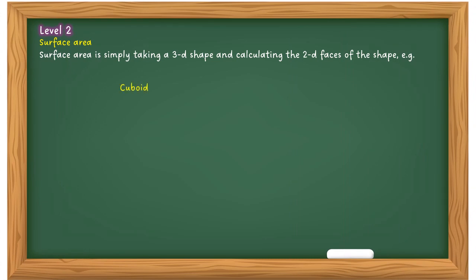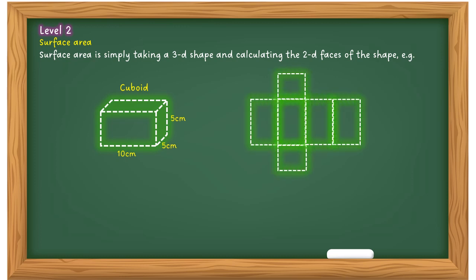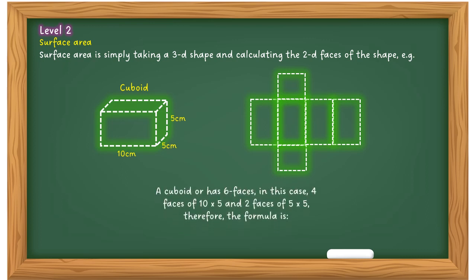So let's look at the surface area of a cuboid. Just like the cube, imagine it's in a flat pack situation, and using the given dimensions you can work out that the cuboid has 6 faces, in this case 4 faces of 10 times 5 and 2 faces of 5 times 5 based on the information. So therefore the formula is 10 times 5 times 4, and then you add 5 times 5 times 2, and if you follow the BODMAS rules you will see that the surface area of the cuboid in this case is 250 centimeters squared.